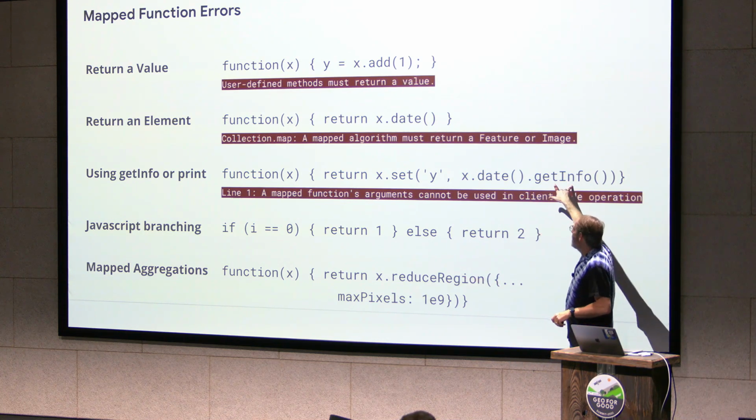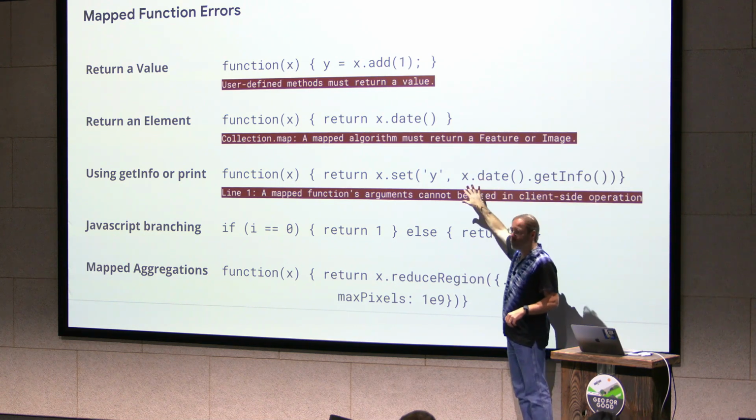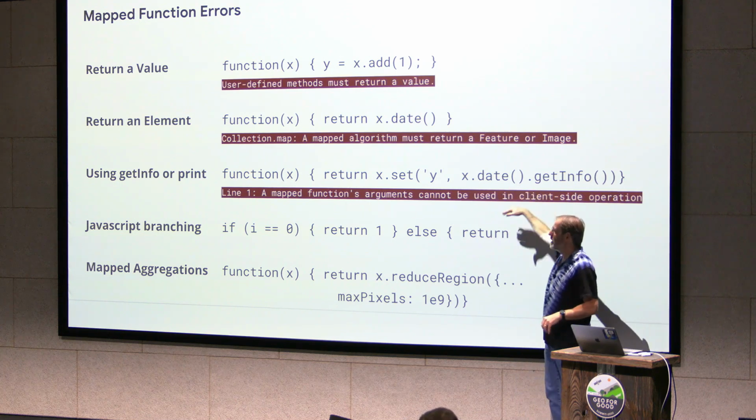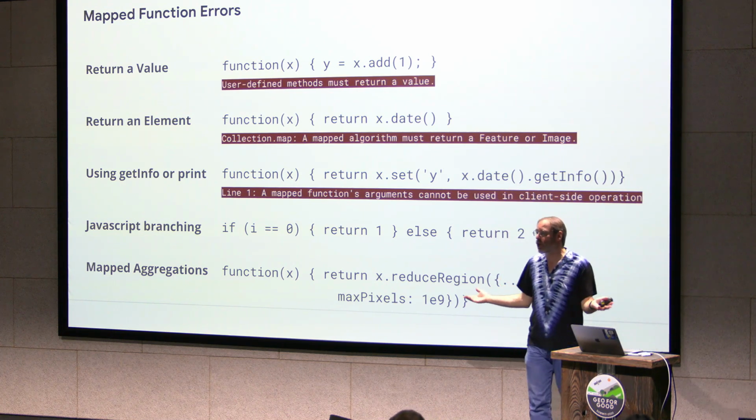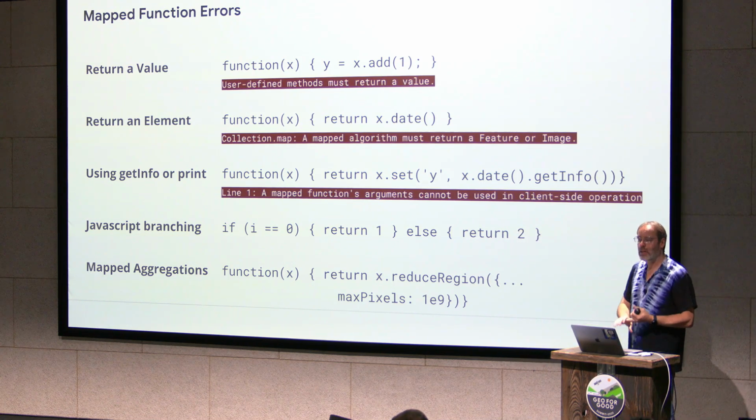Similarly, getInfo can't work inside a mapped function because the thing you're working with doesn't exist. It's some proxy object. It has no data. It has no metadata. It's going to have it when it gets to the server. But if you call getInfo on it in the middle of your function, there's just nothing to return. So you can't use getInfos or prints inside of mapped functions.